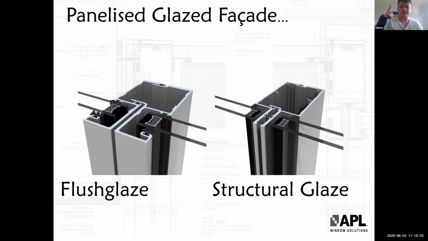Sorry, I feel a little dumb, but which side of this is the weathering side of each of these? Okay, so we're viewing it from the outside. So the structural glaze one is actually more flush than the flush glaze one? Yeah, you're right, actually, it is. Okay, that's just what was confusing me. No problems at all, good question. The glass on these systems is usually positioned towards the front of the section. So we're looking at it from the outside.